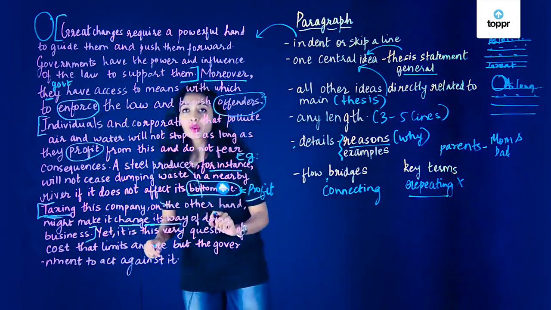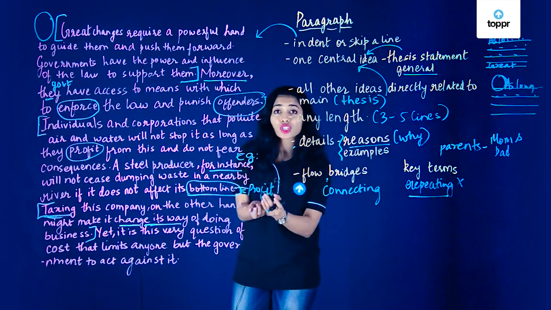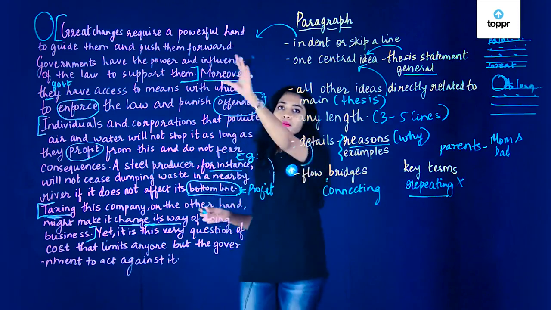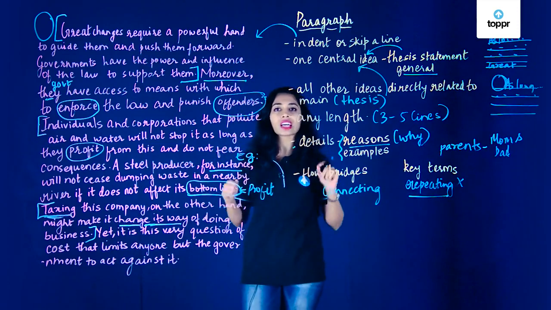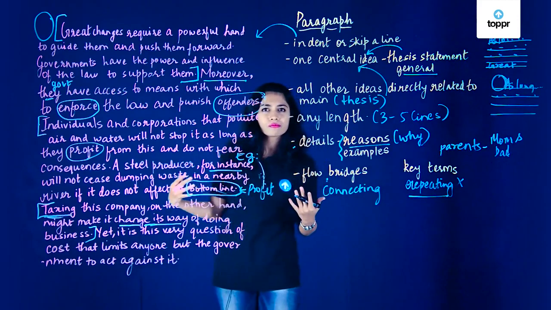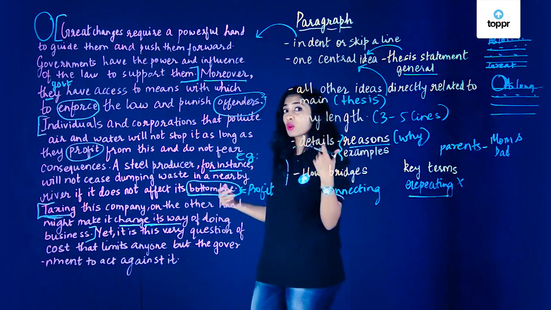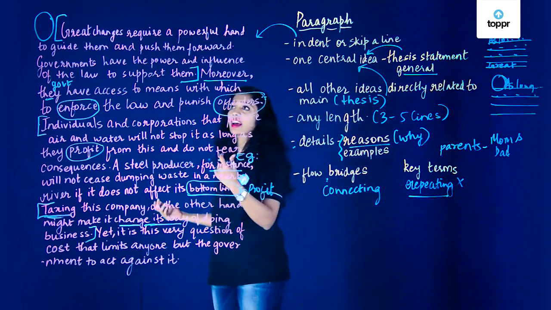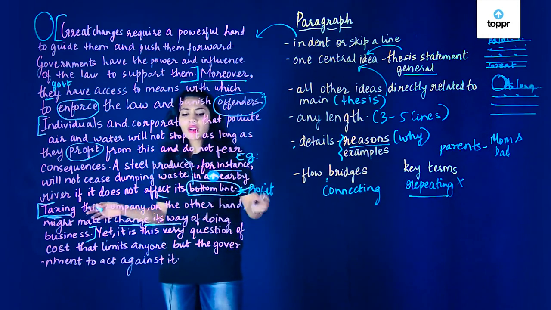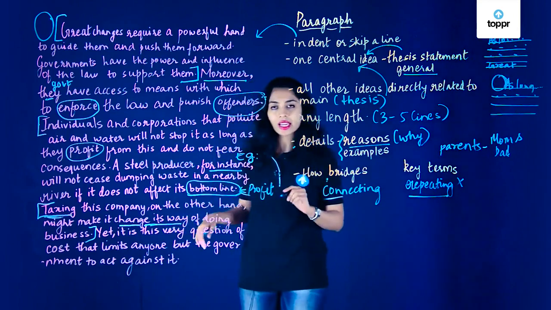So here I have given you an example and this is my reason, and I've also given you a solution. So that makes it interesting for the reader. I know there is a problem. I know that corporations are polluting our environment, but what should the government do? The government should tax them, and that is interesting for our reader because I'm giving you a solution to the problem that I have mentioned. Yet it is this very question of cost that limits anyone but the government to act against it.